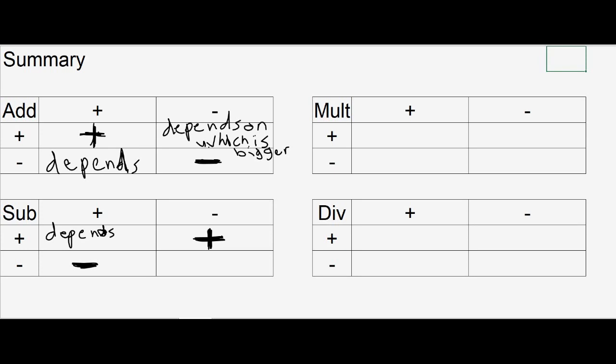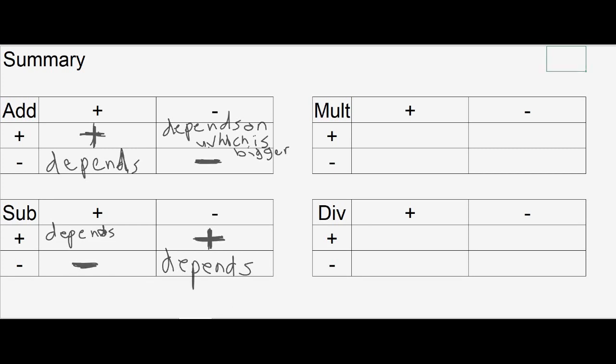If we have a negative and we're subtracting a negative, that is like adding a positive. So we really have a negative plus a positive. It depends on which one's bigger as to whether the answer is positive or negative. So you really have to think about it when you're adding.